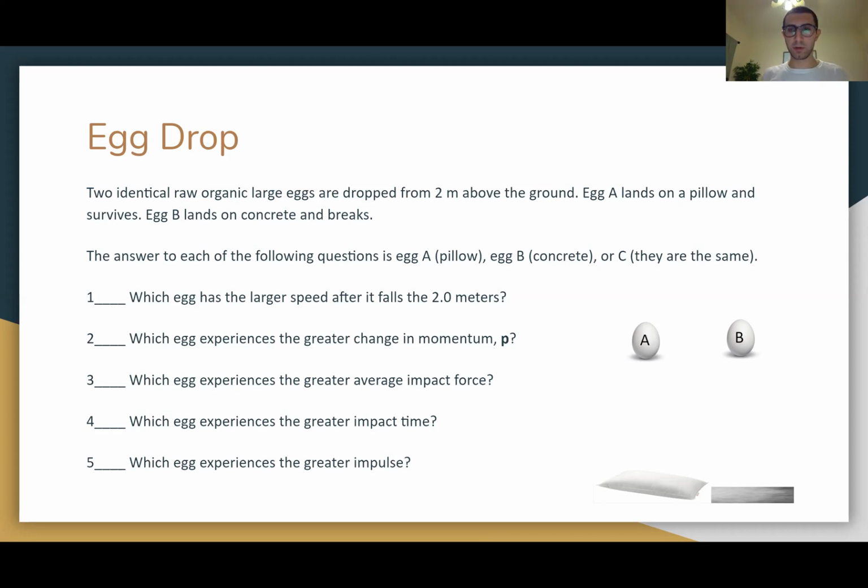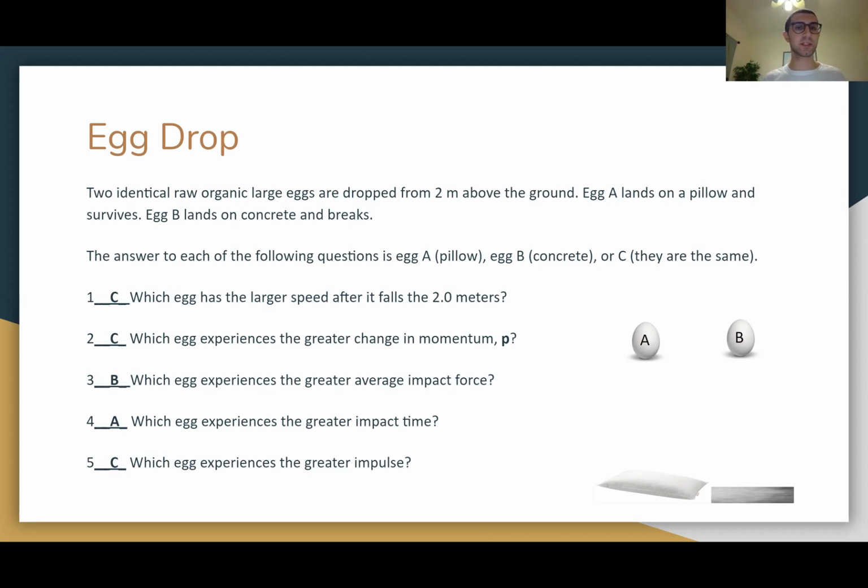So hopefully you paused the video and did the 5 questions, and I'm going to show the answers now. Hopefully they match up, but if not, let's talk about it. Number 1, which egg has a larger speed after it falls the 2.0 meters? Well, they both have the same speed, right? They're both identical, they both have the same mass, and they're both dropped from the same height, so they should have the same speed as they hit the ground.